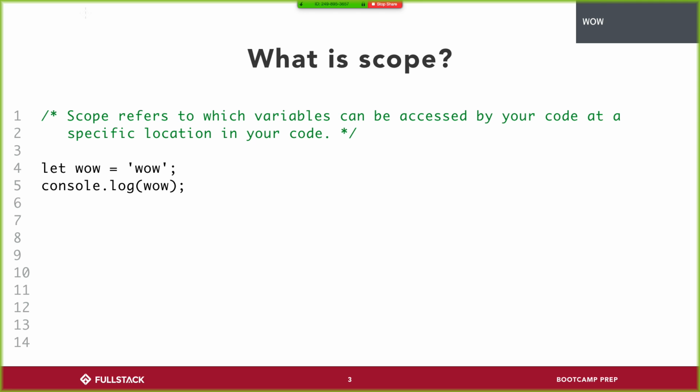This is a very simple example, but basically wow is available in the scope of this basically global function that's being run. And so we have access to it and we can log it. It's accessible to the engine.